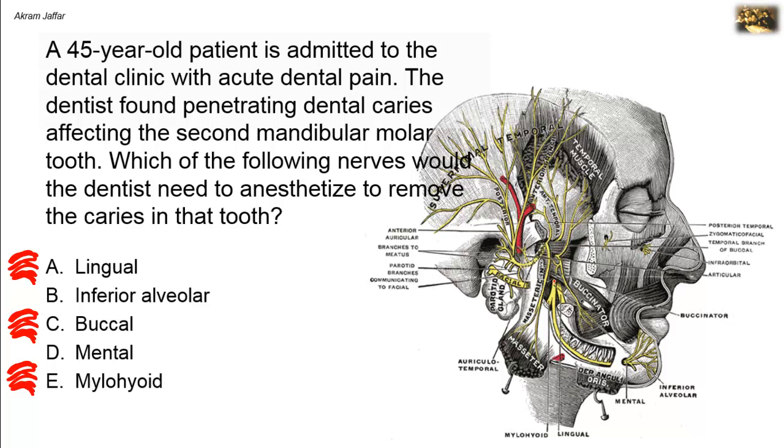Here in this diagram you can see the inferior alveolar nerve. This is the inferior alveolar nerve. Anterior to it is the lingual nerve. The lingual nerve is not involved in the supply of the teeth.